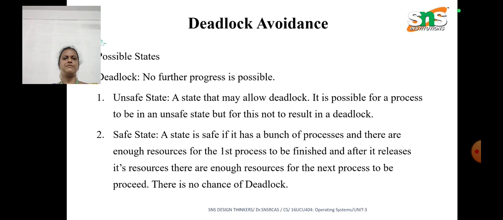deadlock. Safe state. A state is safe if it has a bunch of processes and there are enough resources for the first process to be finished, and after it releases its resources, there are enough resources for the next process to be processed. There is no chance of deadlock.